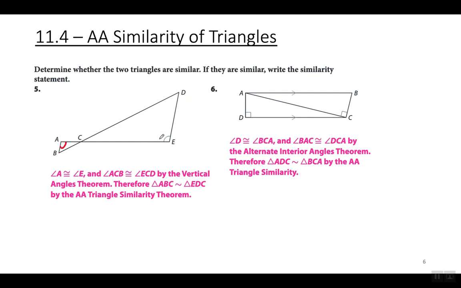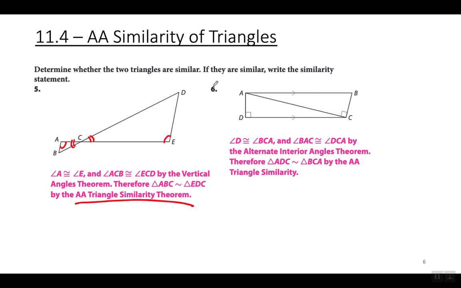That means this angle is congruent to this angle. We don't know anything about this angle, and we don't know for sure if these lines are parallel, so don't assume that they are parallel. However, we do know that these are vertical angles right here. This angle is a vertical angle with this one. So therefore, I got my two angles. So the two triangles are similar by the AA triangle similarity theorem.